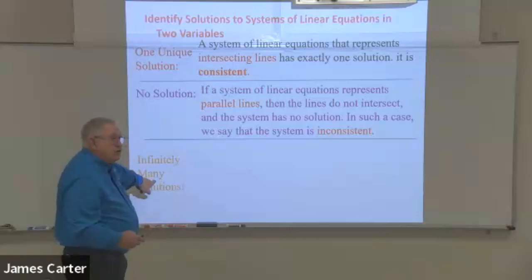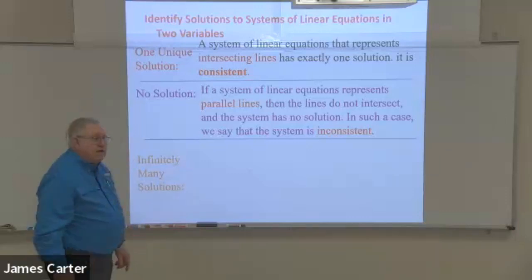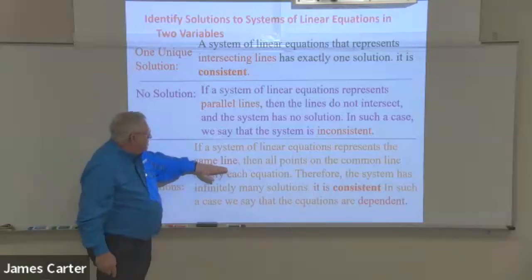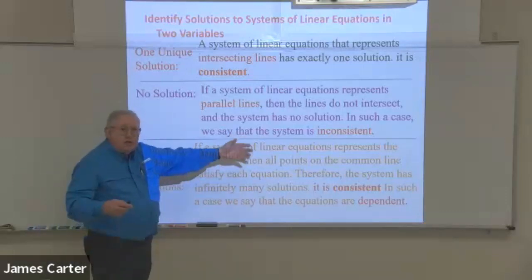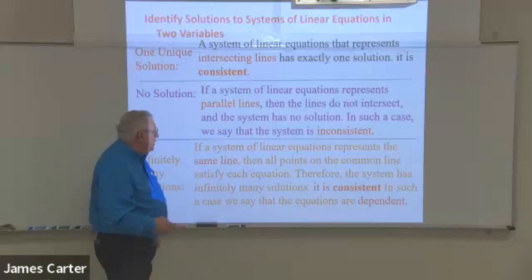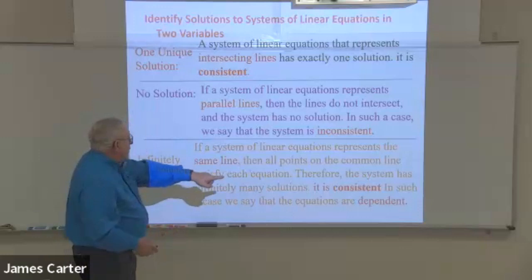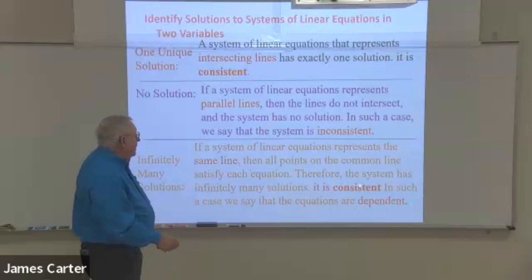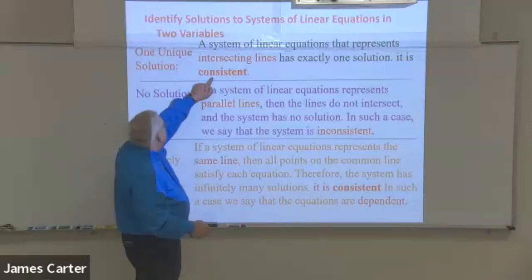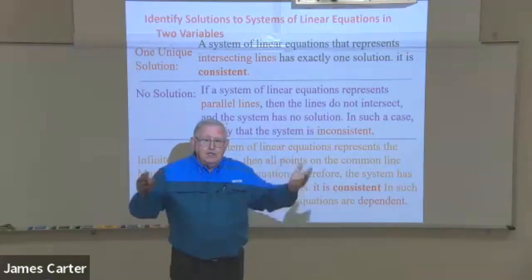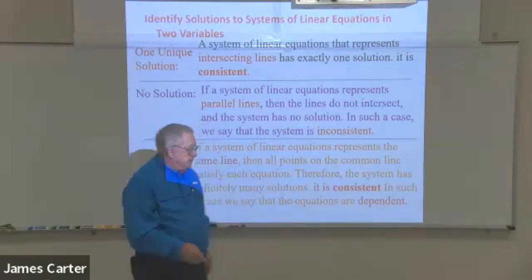And then there's the third possibility. You could have infinitely many solutions because basically it is the same line with just different multiples of the numbers in the equation. Now, we call those dependent. If they are the same line, we call them dependent. They are consistent because not only do they share one point, but they share all points.